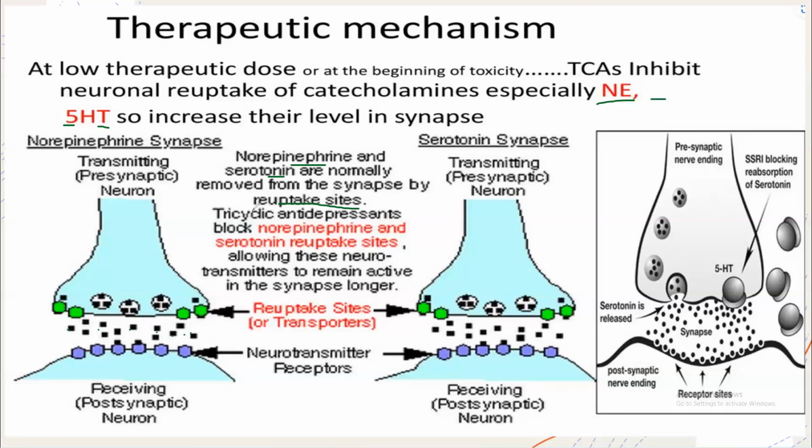So tricyclic antidepressants, what do they do? They block the norepinephrine and serotonin reuptake sites, allowing these neurotransmitters to remain active in the synapse for a long time. So that is the main mechanism of action.